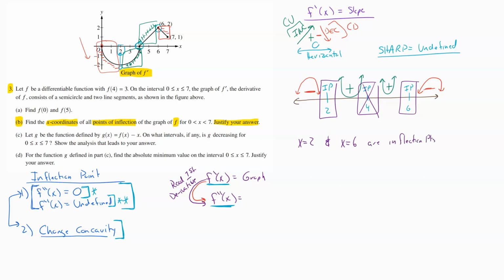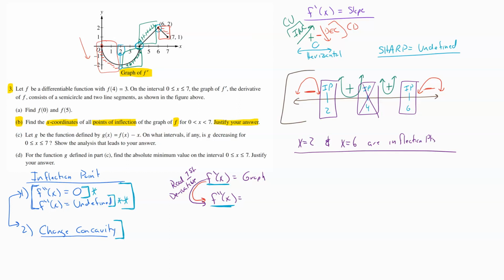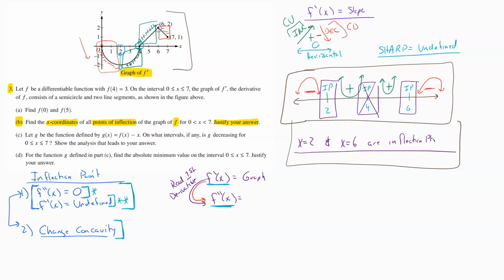Doing this second derivative number line right here is one way of justifying it. You're showing them your second derivative. Reading your second derivative off the actual graph is another way of justifying it. I would probably go with the number line along with this. From there, that would earn you your 2 points on section 3b.